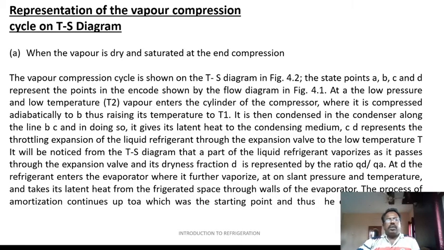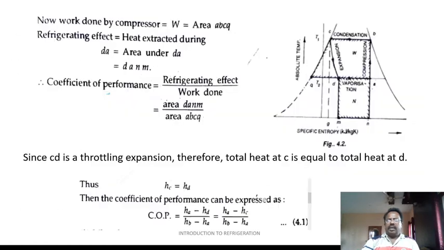Let us discuss the quality of vapor after compression, that is, whether it may be wet, dry, or supersaturated. Supersaturation means super dry vapor. So in vapor compression refrigeration there are four parts: vaporization, compression, condensation, and expansion.